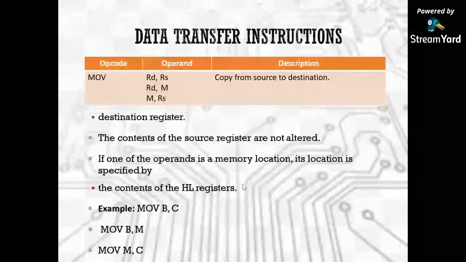Apabila operan itu adalah lokasi memori, maka lokasi memori itu mempunyai konten di dalamnya, dan kontennya akan dimasukkan ke dalam high and low registers. Misalkan MOV B, C; MOV B, M; atau MOV M, C. Ini adalah contoh mengirimkan data di mana operannya adalah konten dari suatu alamat memori.